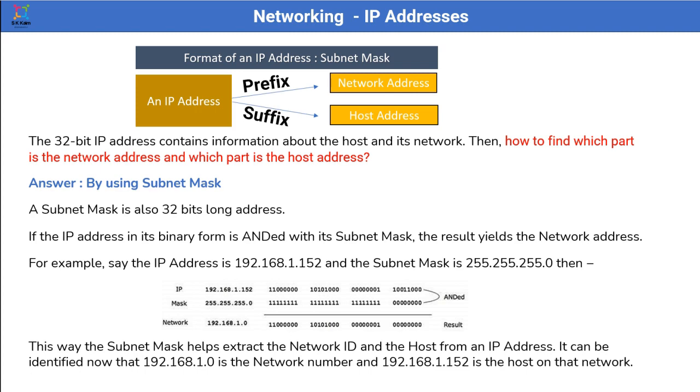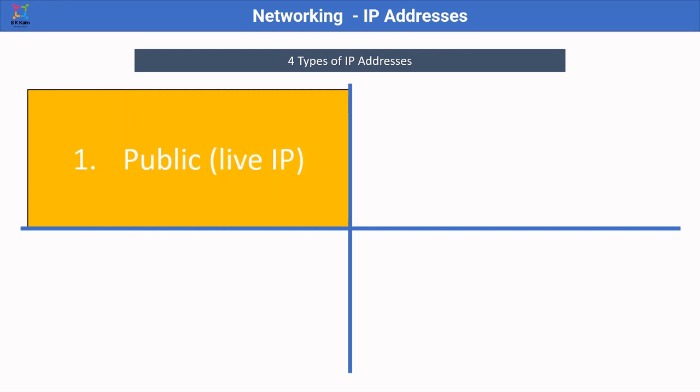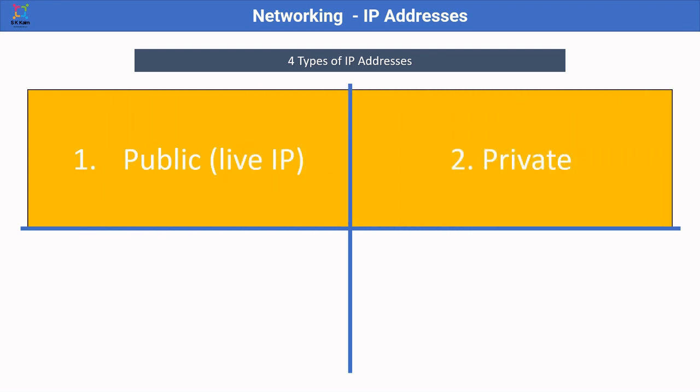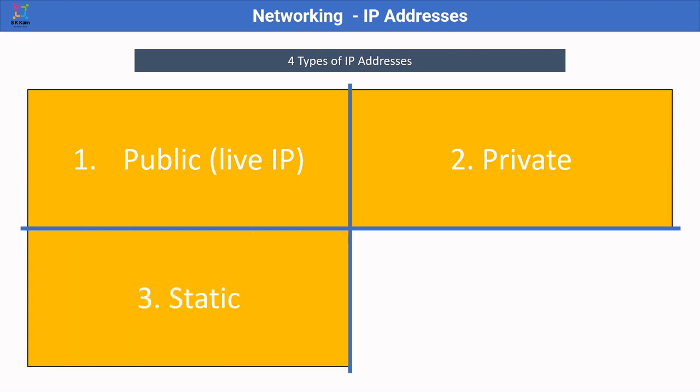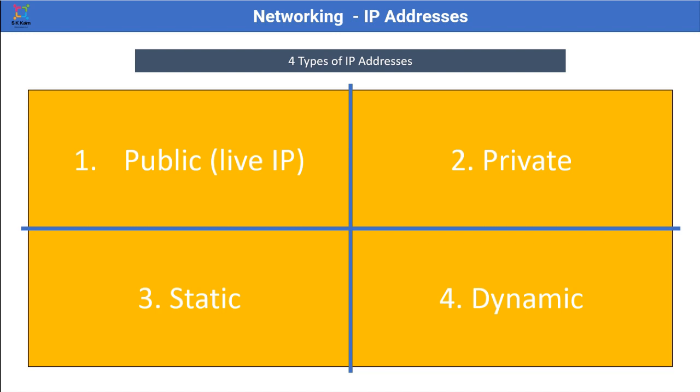There are types of IP addresses that we use in the network. There are basically four types of IP addresses that we have. The IP address can be a public IP or it can be a private IP. A public IP address is also known as a live IP. We also have IP addresses which can be static, meaning fixed, or which can be changing, or we can say that they are dynamic. The dynamic IP address is normally provided by a server known as the DHCP server.